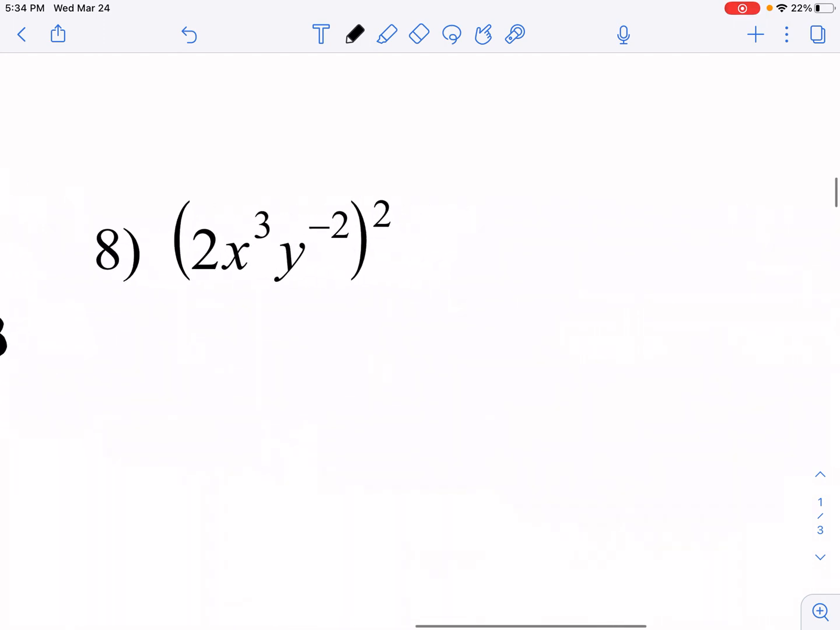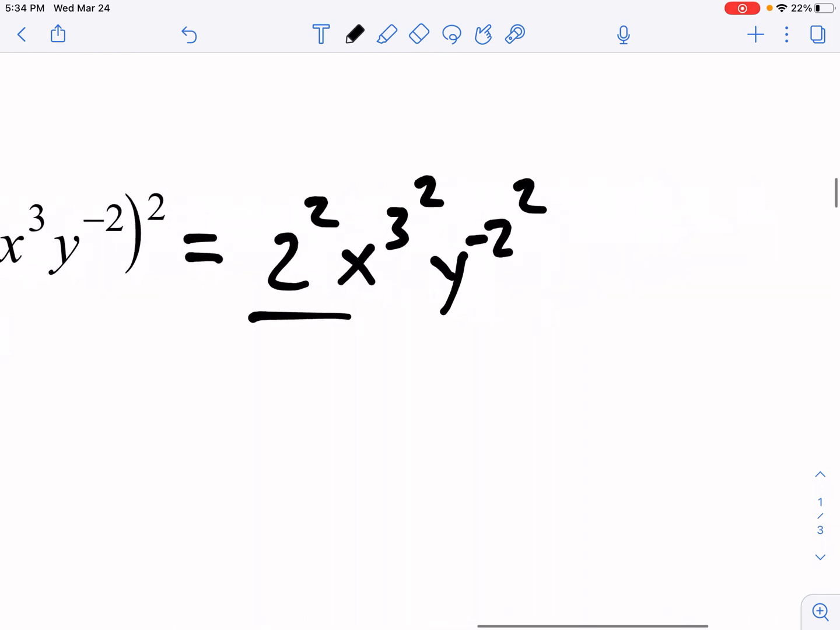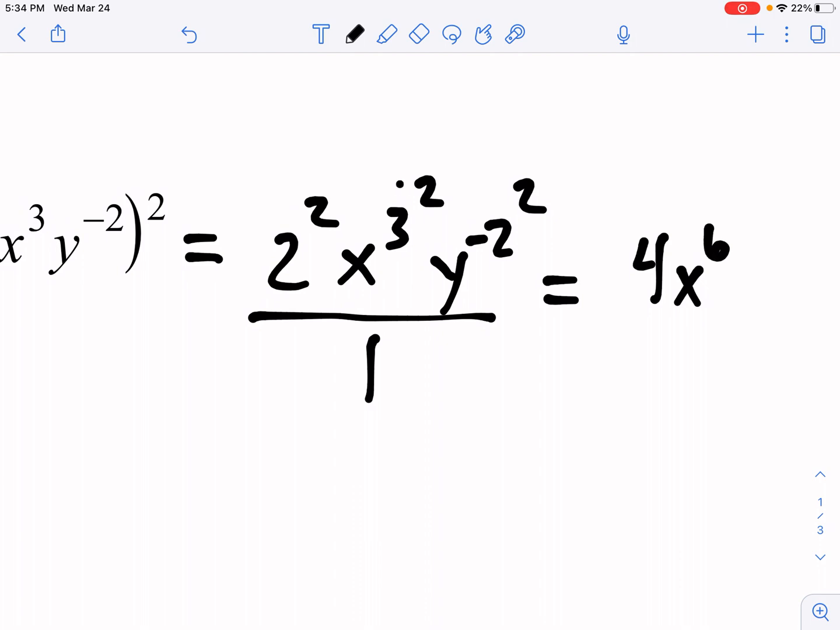Number 8 here, we're going to have 2 squared, and then we have x cubed raised to the second, and then we have y to the negative second raised to the second. So again, because we have this negative involved, I'm going to treat it like it's over 1 just in case we need to flip something. So we have 2 squared, which is 4. 3 times 2 would be 6. And then negative 2 times 2 would be negative 4.